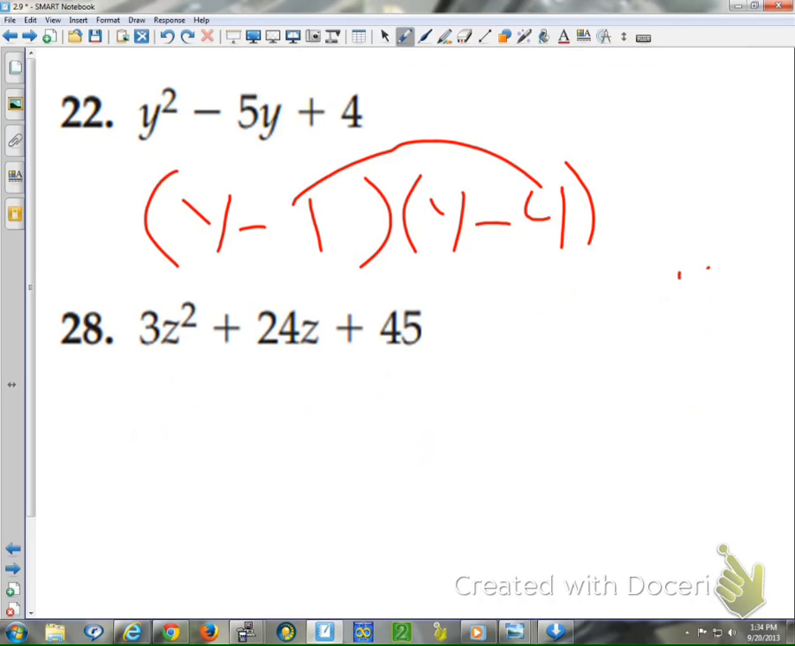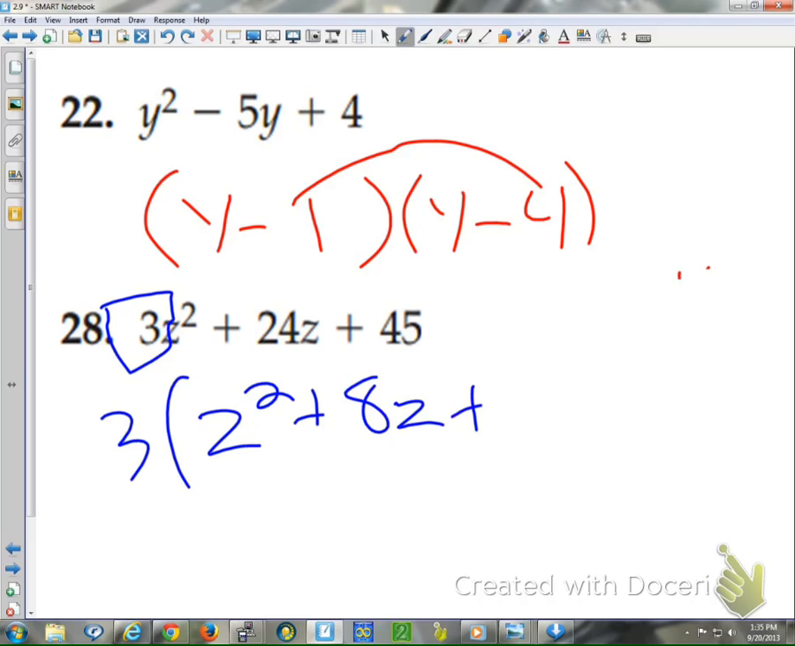Step 1. Is there anything common on those problems? Yes, there is. What is in common in those 3? What could I divide out of all 3 of those evenly? 3. I could factor a 3. And very often, that leading coefficient is going to be what you can take out. I can take a 3 out of that. Very good. Which would leave me with z squared plus 8z. What would that be, 15?